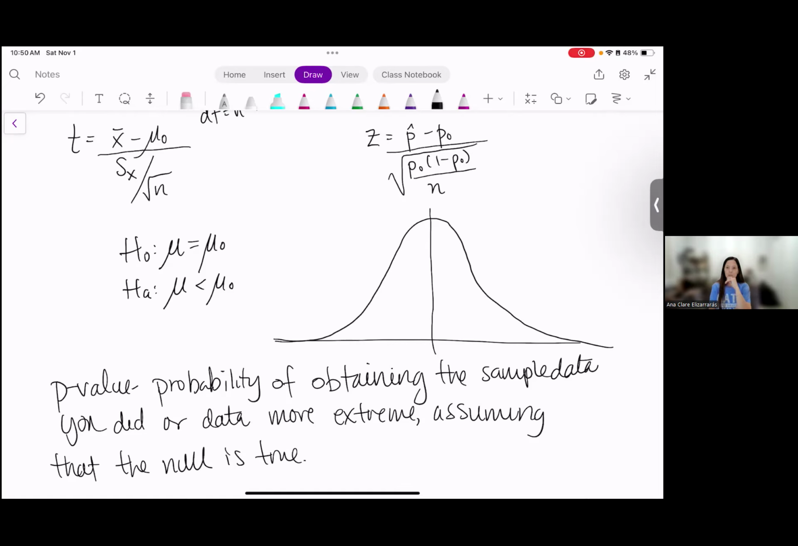Okay, so this is calculating a test statistic. Let's talk about making conclusions next.